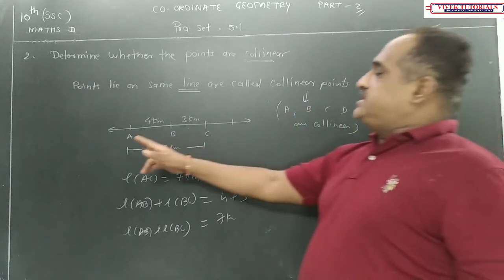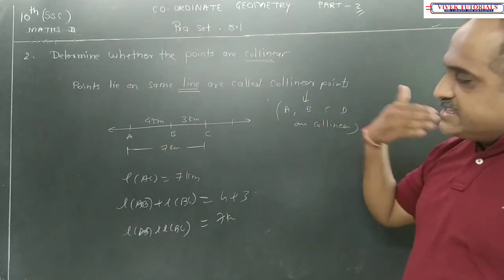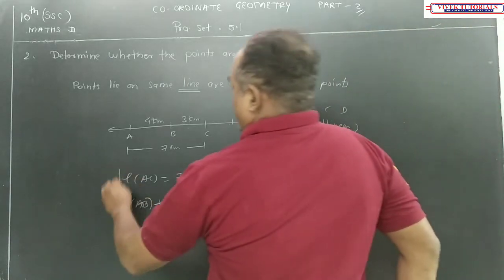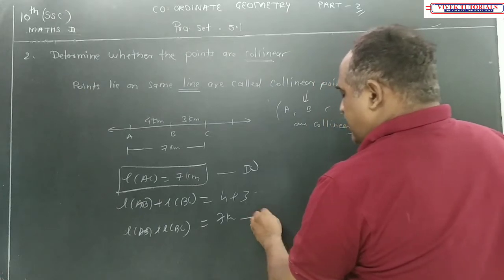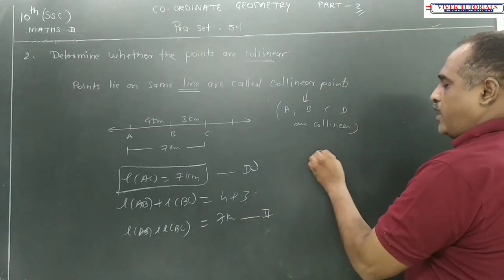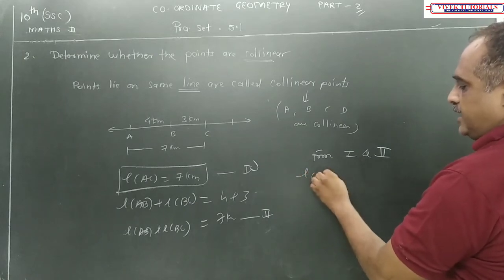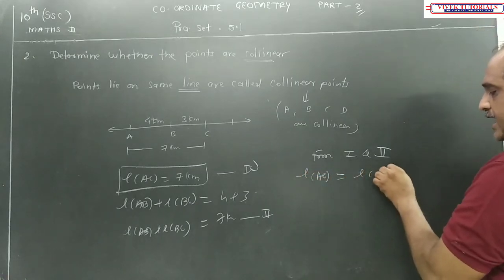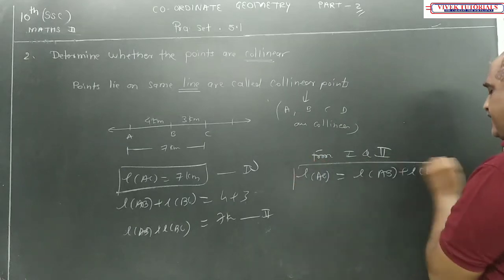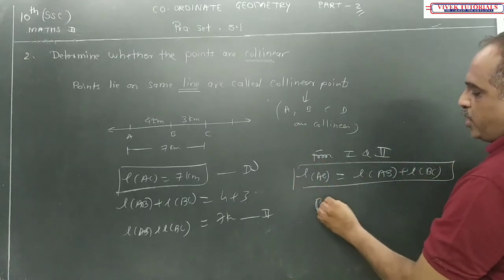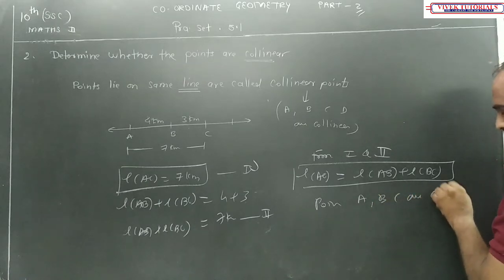तीनों पॉइंट्स का मतलब AB का डिस्टेंस, BC का डिस्टेंस, AC का डिस्टेंस निकालेंगे. सबसे जो बड़ा डिस्टेंस है उसको हम लोग एक इक्वेशन बना देंगे. इससे दूसरा इक्वेशन बना दिया. And from 1 and 2, if length AC is equal to length AB plus length BC, then I can say that points A, B, C are collinear.